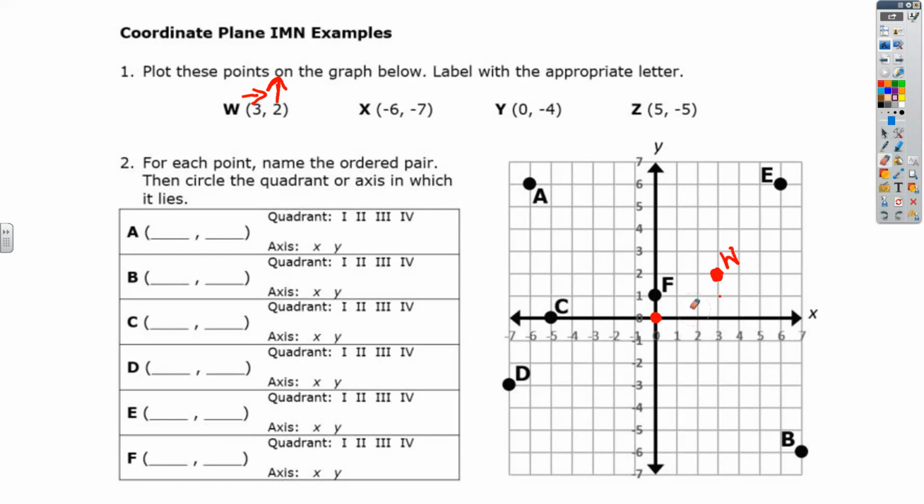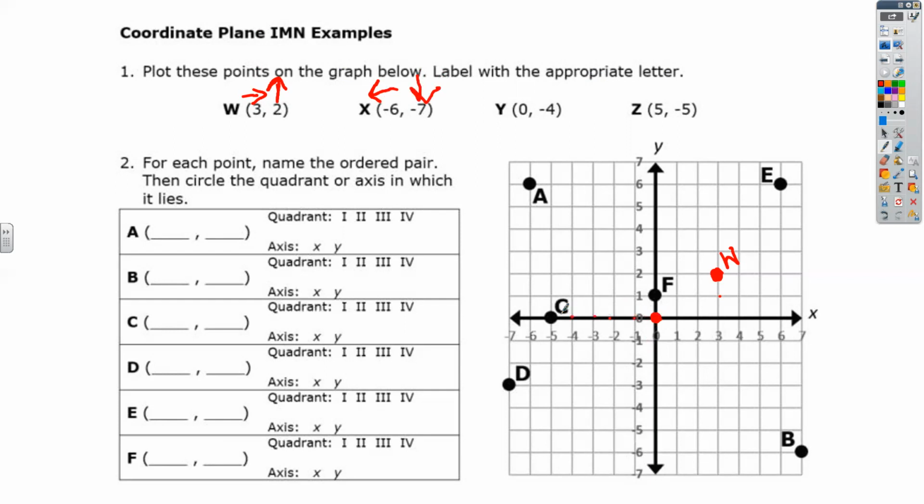All right. Now, next one, this is a new one because this is only negatives. So remember, the first number tells you go to right or left. We have a -6, so which direction would you go? You would go to the left. Think of a number line. You have to go to the left for negative. So we're going to go to the left 6, and then we're going to go down 7 because it's a negative.